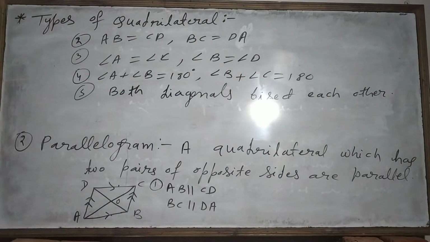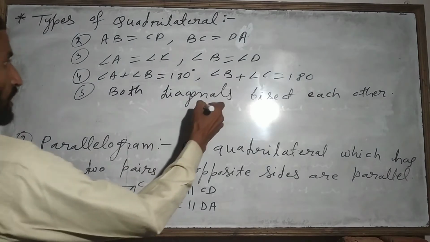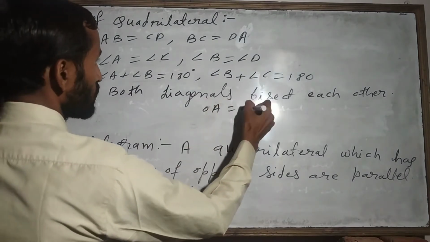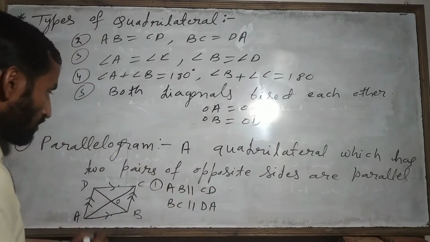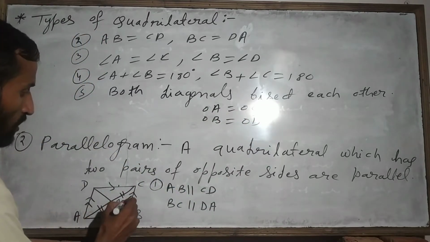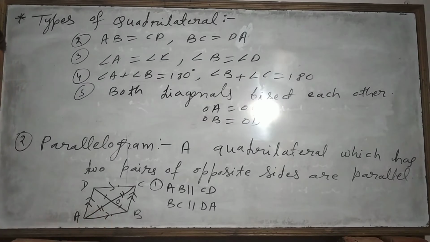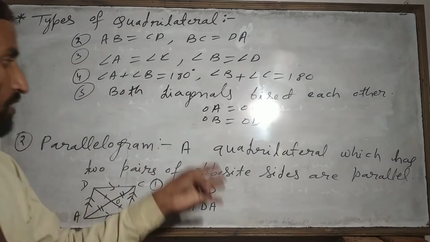Both diagonals bisect each other. That means we can write down here OA is equal to OC and OB is equal to OD. Bisect means this part is equal to this part and this part is equal to this part. It means O is the midpoint of the diagonal. So like this you can write down these types of property.